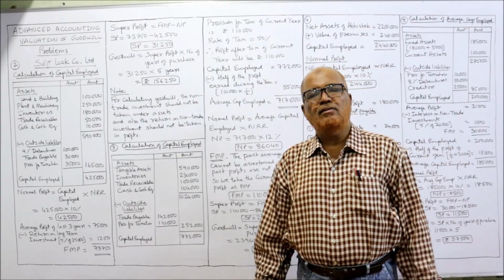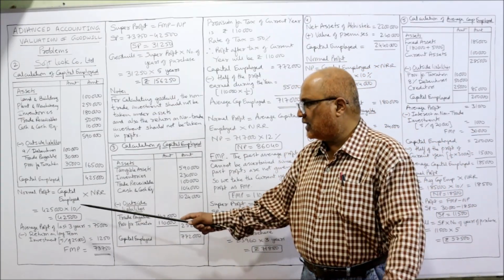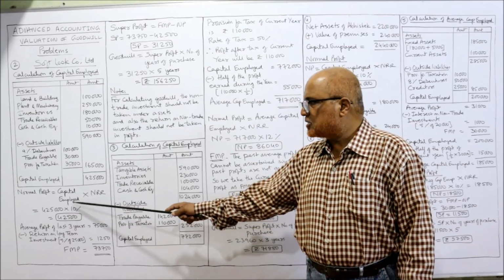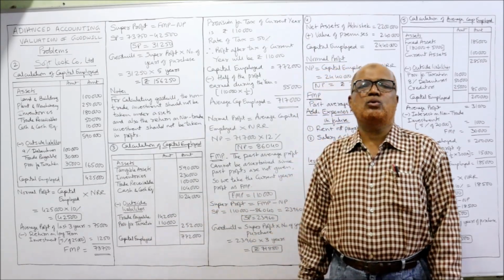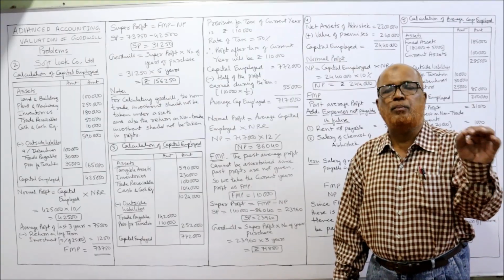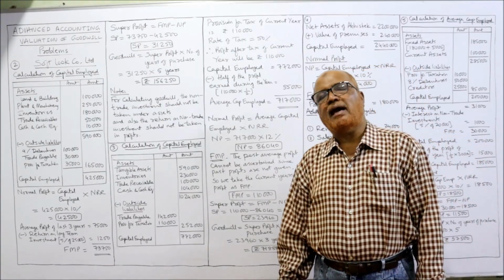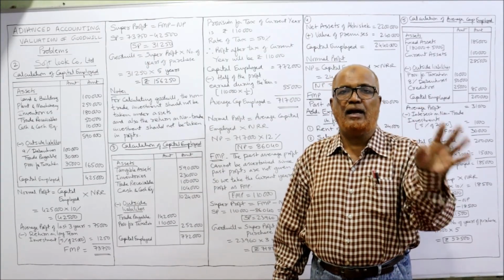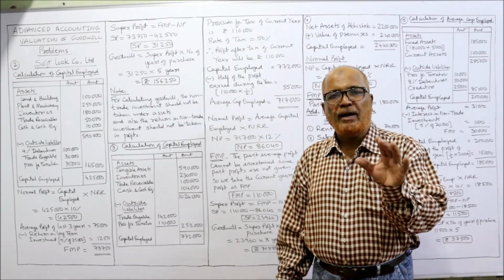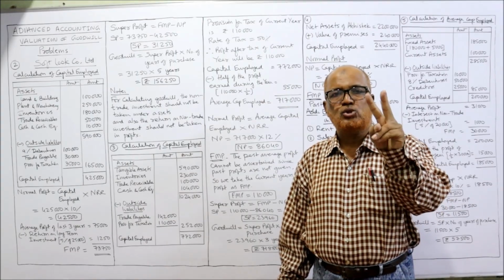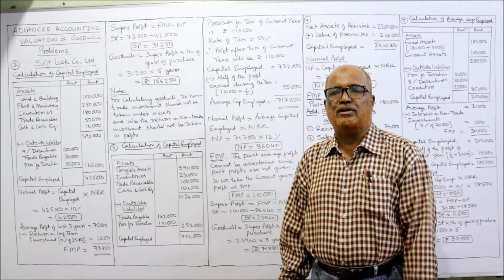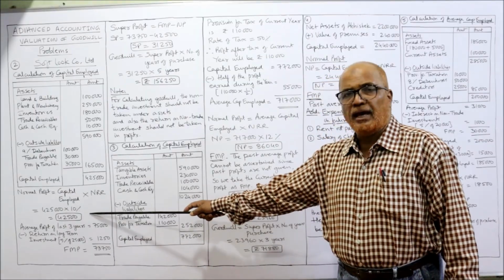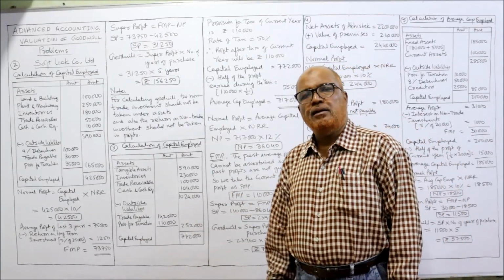And NRR is given in the last line of the problem, 10%. So 10% of 4,25,000, 42,500, is the normal profit. Remember, for calculating super profit, we require FMP and NP: future maintainable profit and normal profit, these two things are required for super profit. So NP we got. Now future maintainable profit.